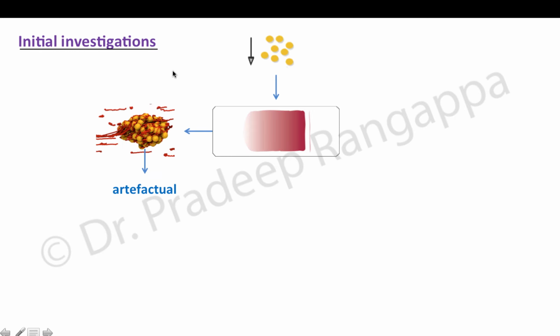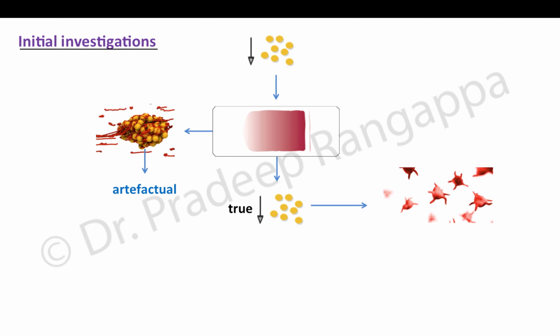So whenever you have a patient with low platelets, the first thing we need to do is a peripheral smear. Once you do a peripheral smear, if the platelet morphology is normal but there is increased clumping, then you would call it artifactual. Maybe due to the sampling, so you may have to repeat the platelet count.